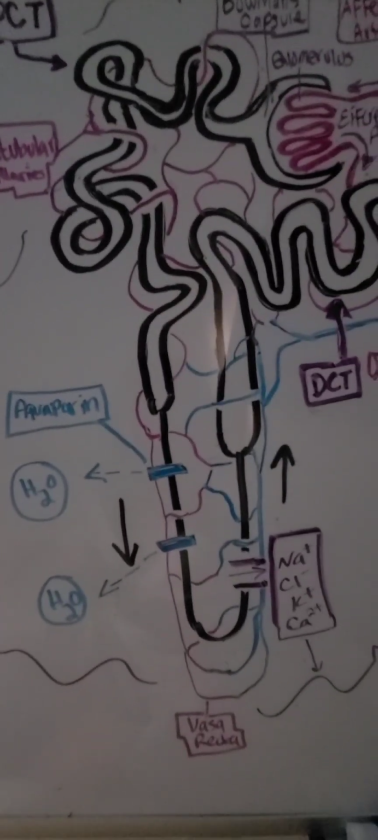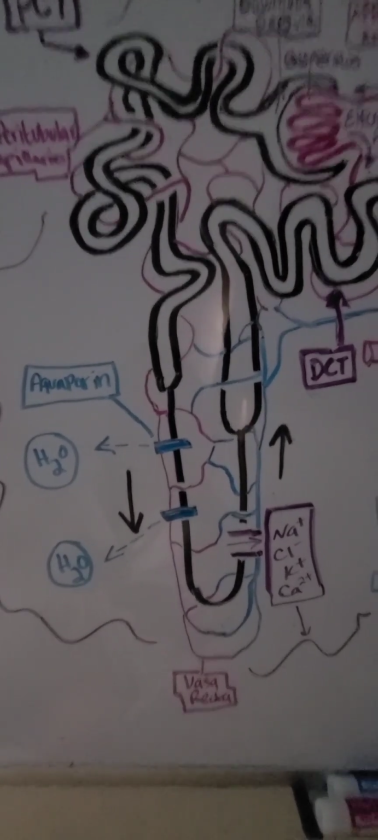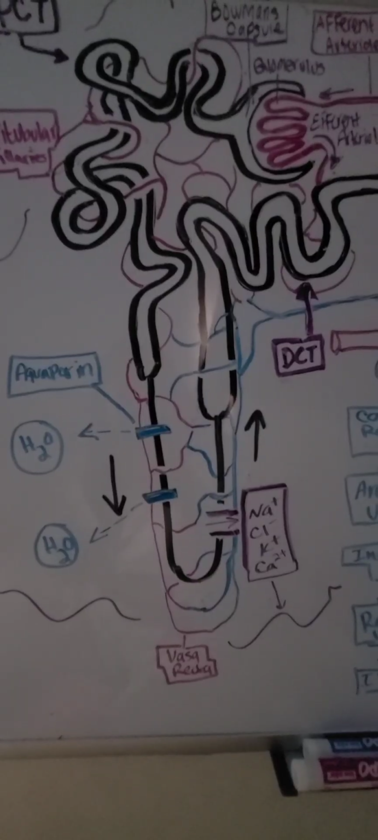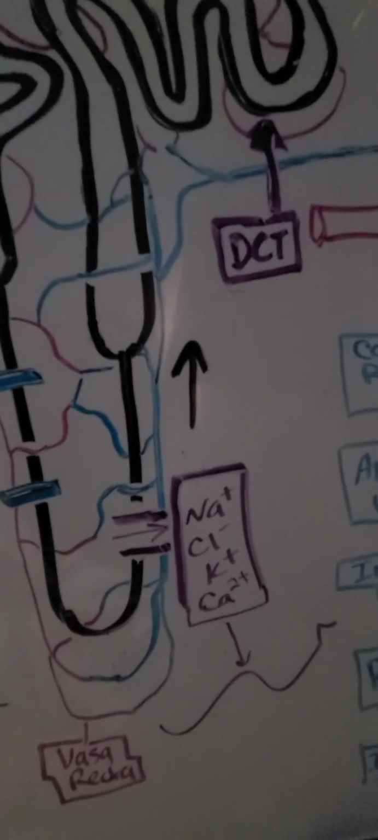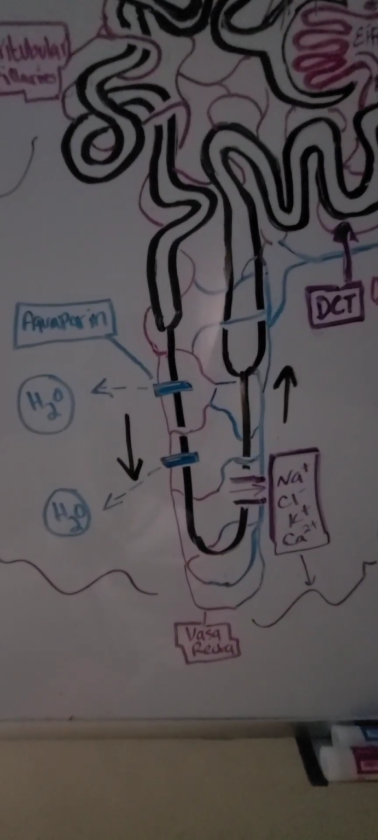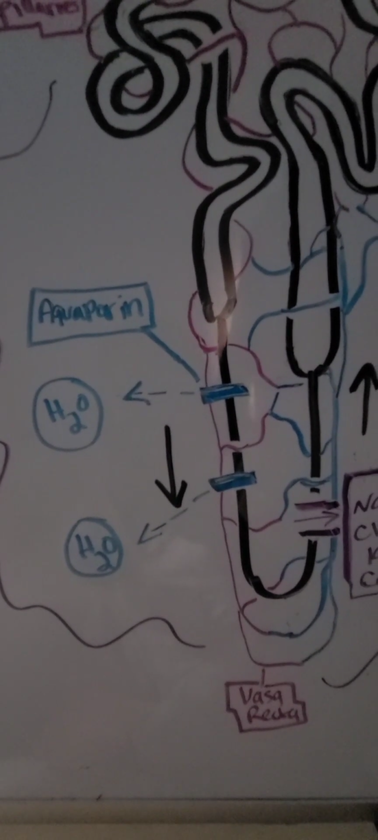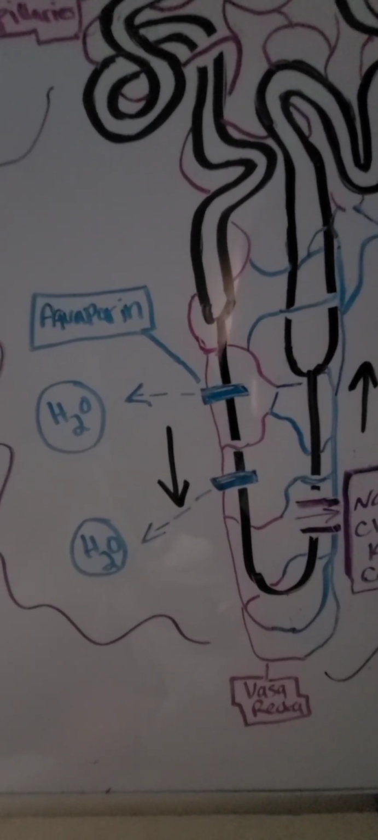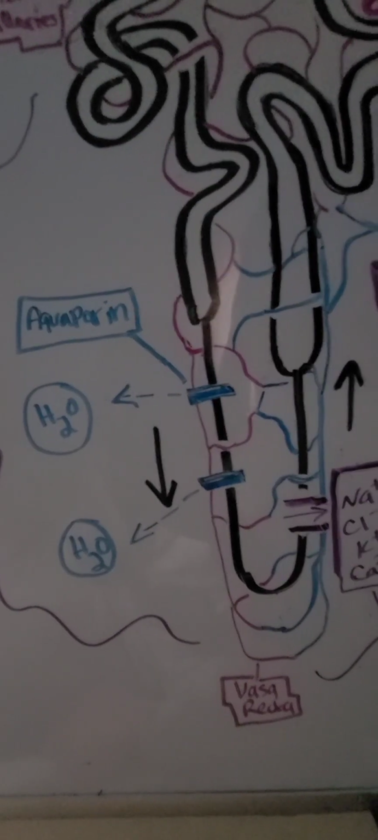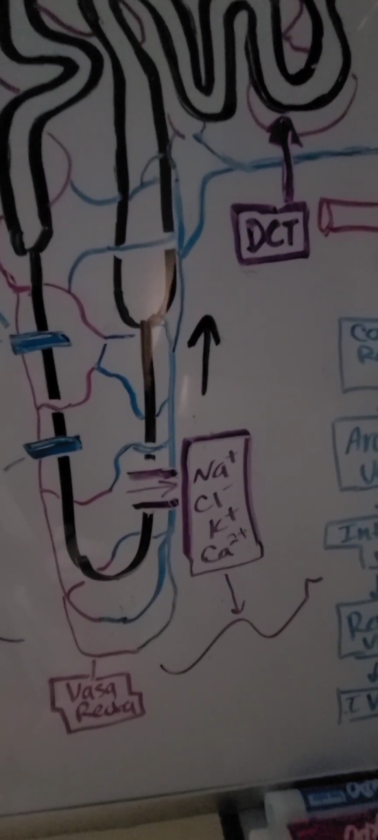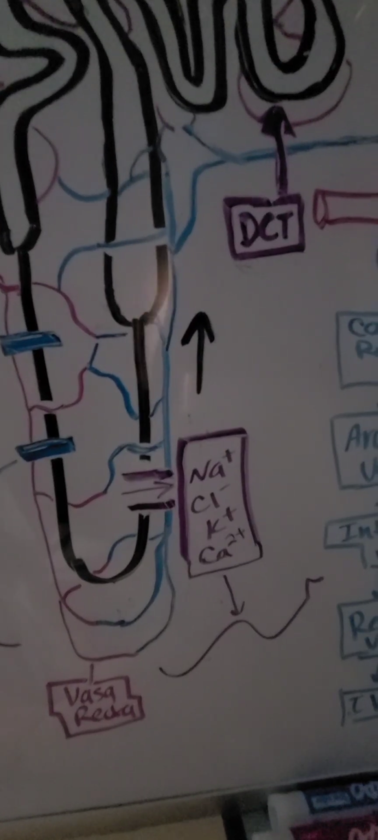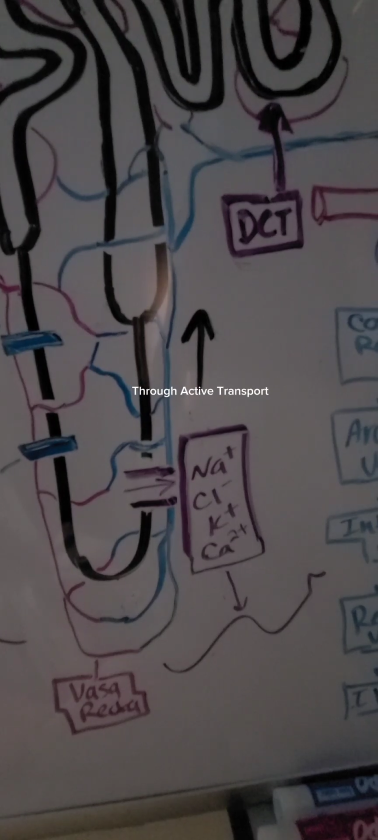Now that we covered the PCT, we're going to go over the loop of Henle. So the loop of Henle has the descending limb and the ascending limb. The descending limb reabsorbs water by osmosis through aquaporins due to the salinity of the medulla's tissue. And the ascending limb reabsorbs ions like sodium, potassium, chloride, and it is impermeable to water.